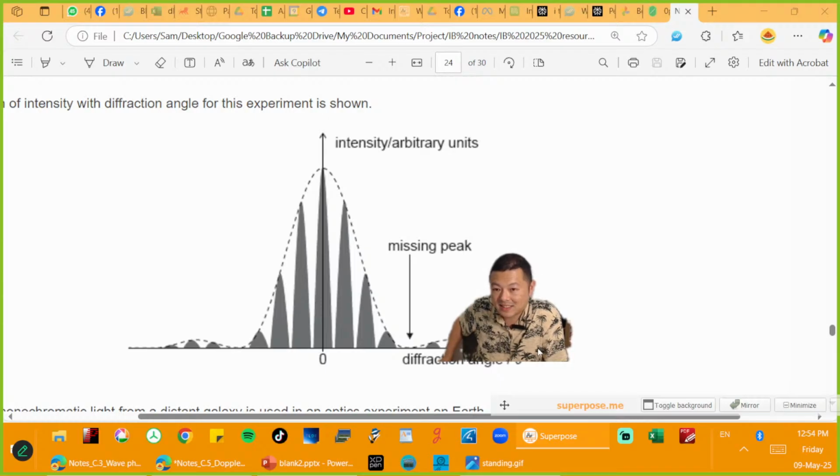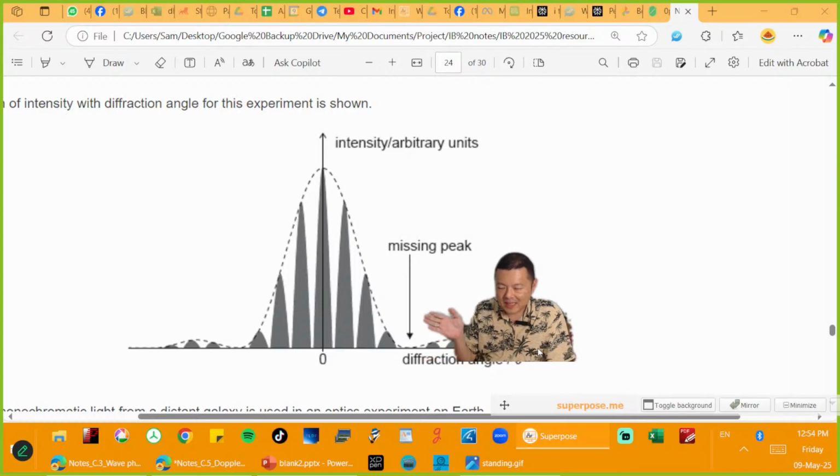Wait, what? Yes, that's right. No, no. What are you talking about? What minimal diffraction grating? No, no, no. There's no diffraction grating. Okay, fine.